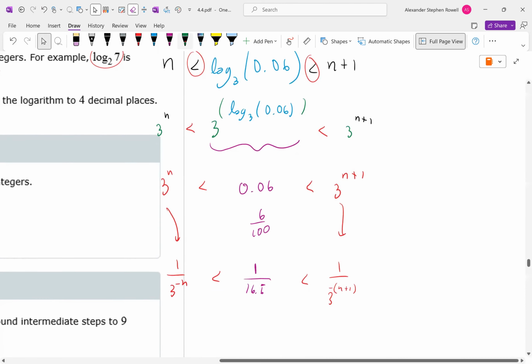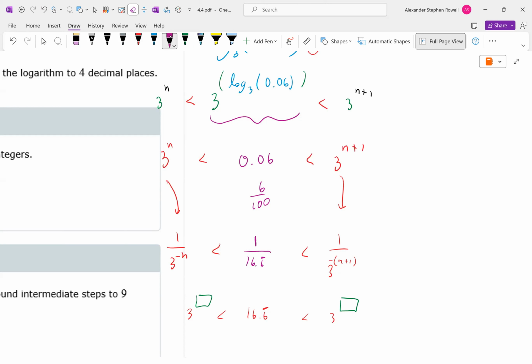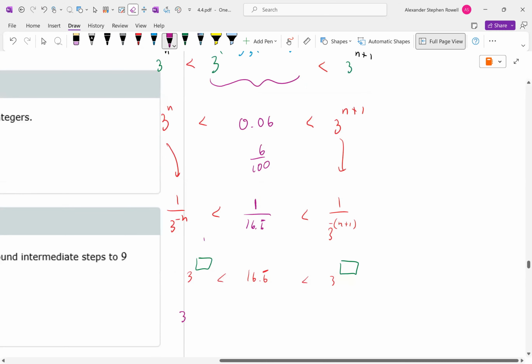So really, I want to find out which number I plug in for n to make this true. So I really want to compare: 16.6 is between 3 to what power? What power would be really close to 16? Okay, what's 3 to the power of 1? Okay, what's 3 to the power of 2? What's 3 to the power of 3?